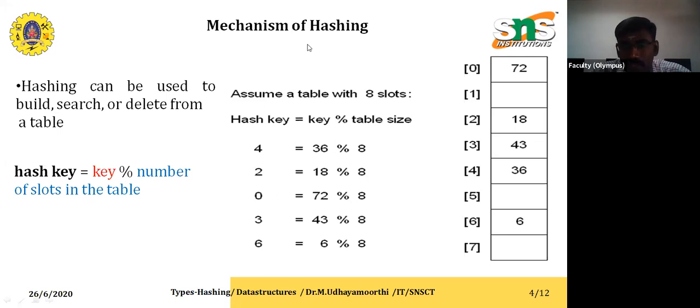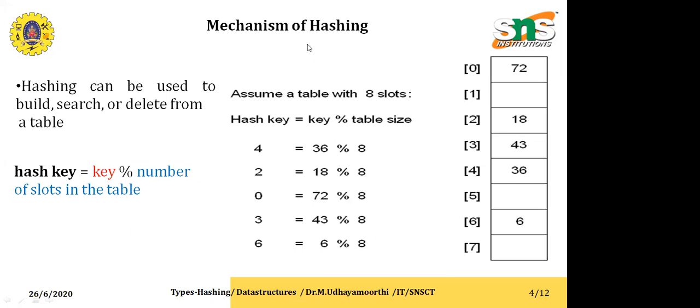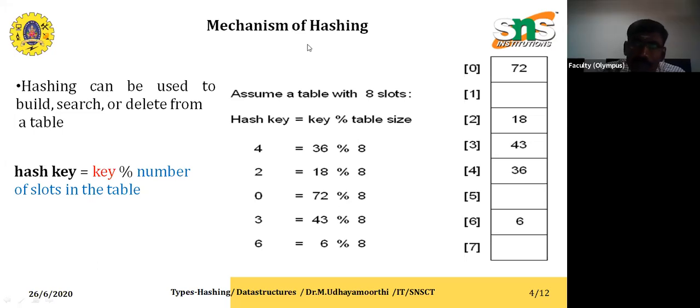So for these values 10, 5, 15 you have to generate the hash keys now based on the same formula, that is modulus of 8. So what is the value of 10 mod 8? 2, sir. 2. Okay, 5 mod 8? 5. Okay, 15 mod 8? It is 7. Okay, so up to 6 you have placed your data in the table.